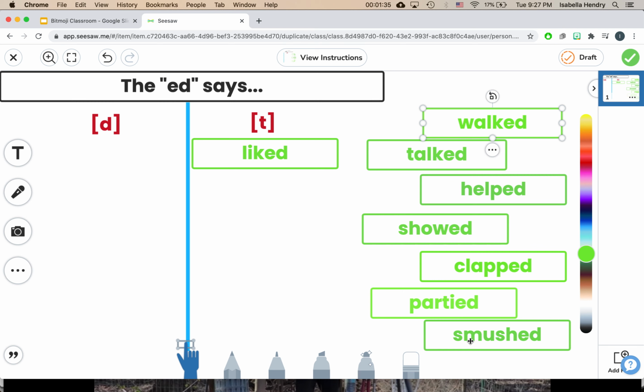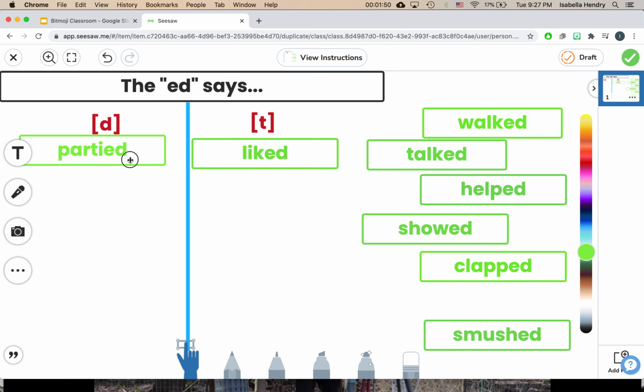How about smushed? Smushed. Where would I put that one? Or partied? Partied? D, D, partied? I think that goes over here.